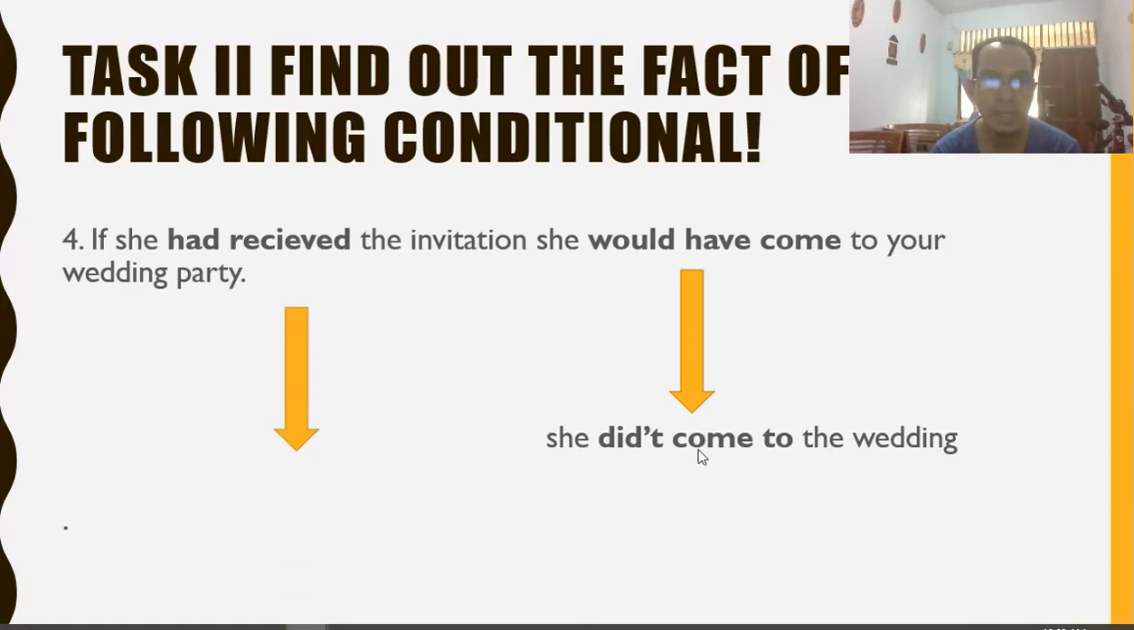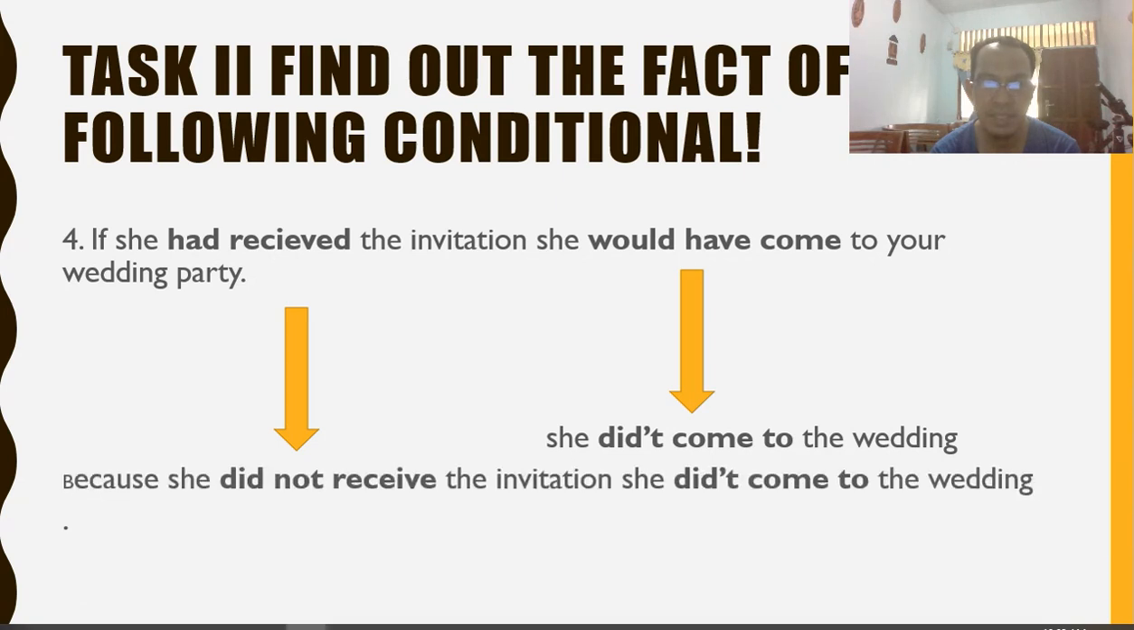Okay? If you want to answer the full sentences, the answer would be like this one. Because she didn't receive the invitation, she didn't come to the wedding. Remember? We change if into because. Okay. Remember, had received, this is past participle.